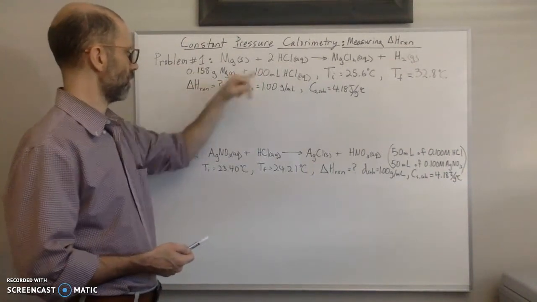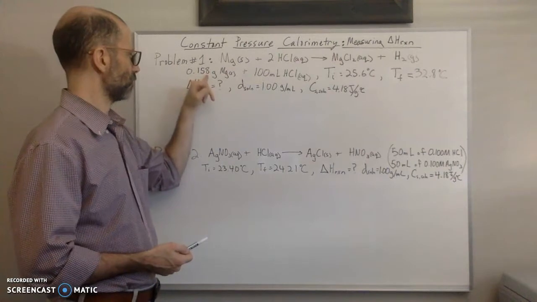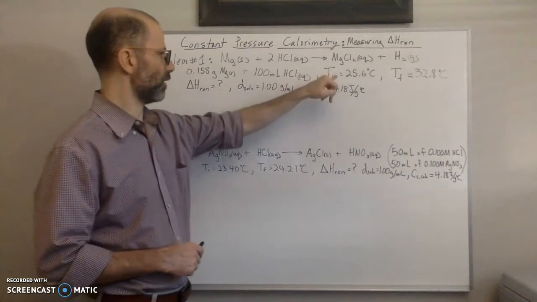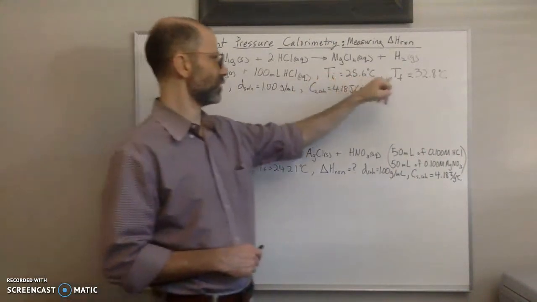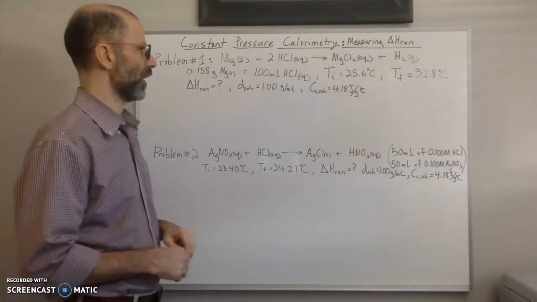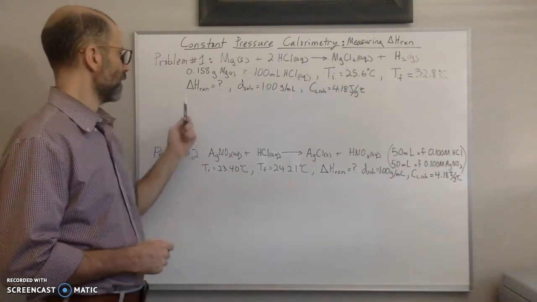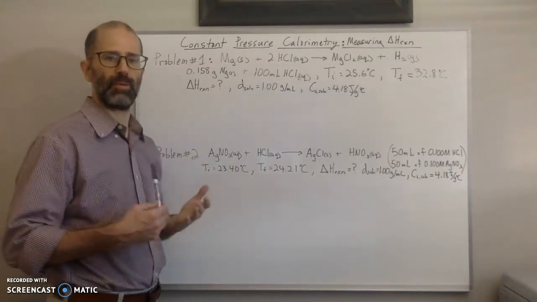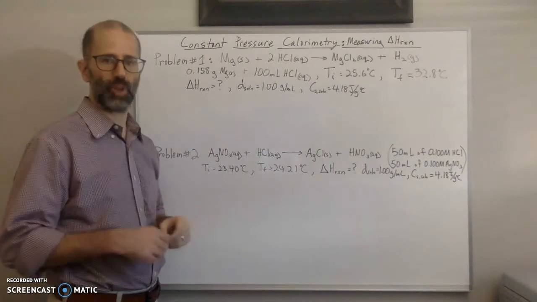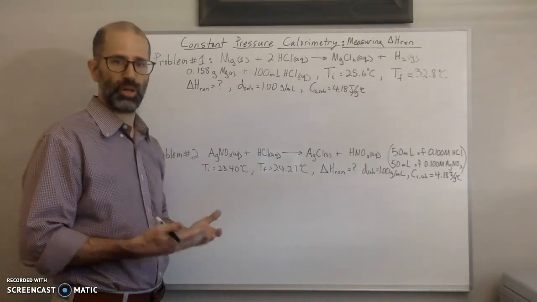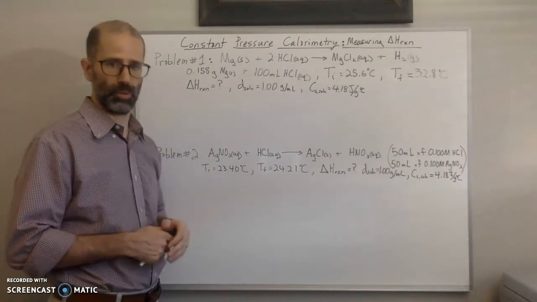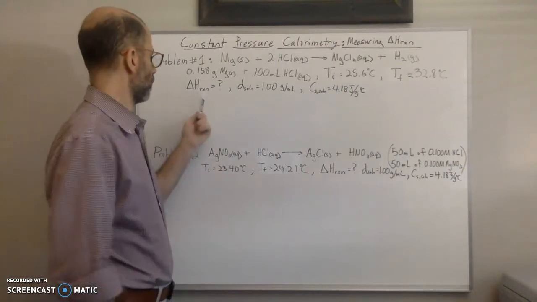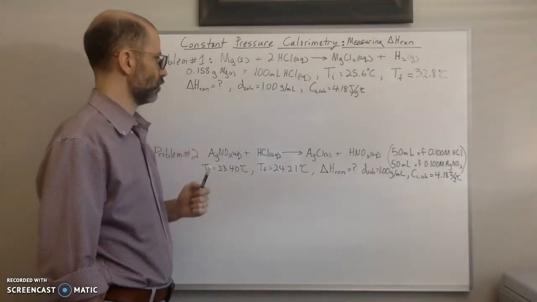So we have enough hydrochloric acid to react completely with the magnesium. And so we're given an initial temperature of 25.6 degrees Celsius, final temperature of 32.8 degrees Celsius, and we're asked to find the delta H of the reaction. Now, the thing we want to remember is the delta H of the reaction is always going to be some energy unit per mole, usually kilojoules per mole, but it could be joules per mole as well. But we'll convert it to kilojoules.